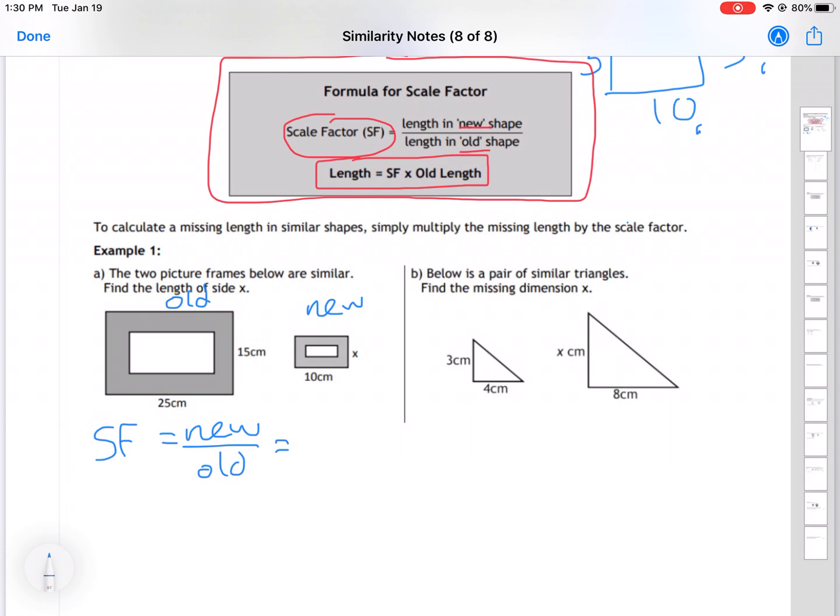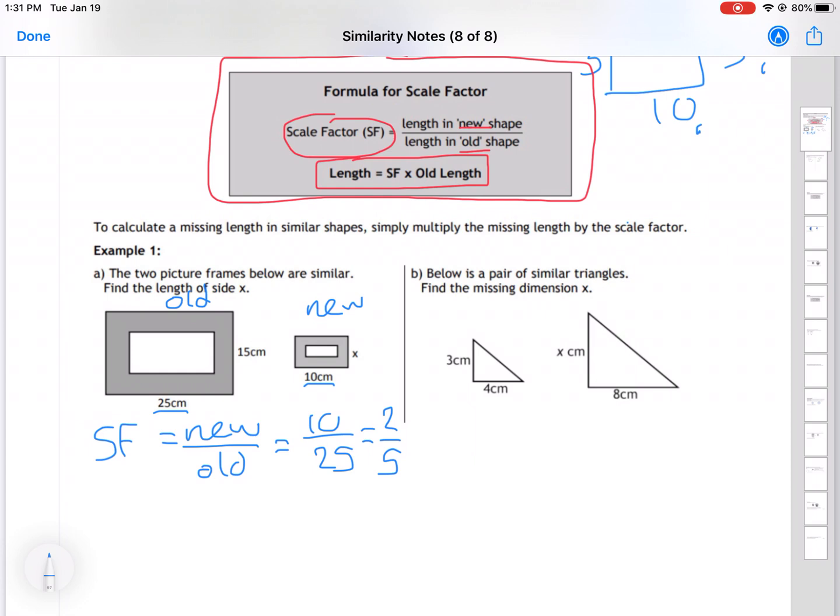So in this case, I'm going to use the 10 and the 25. The reason I'm using those two is because I have both of the lengths here. If I was to try and use the x and the 15, I wouldn't create a number from that. So it wouldn't give me a number or a fraction to be able to multiply by. So in this case, new is 10 and old is 25. Generally, you'll have a calculator for these questions, but just in case you don't, we simplify this fraction. So 10 over 25, divide top and bottom by 5, and we end up with 2 over 5.